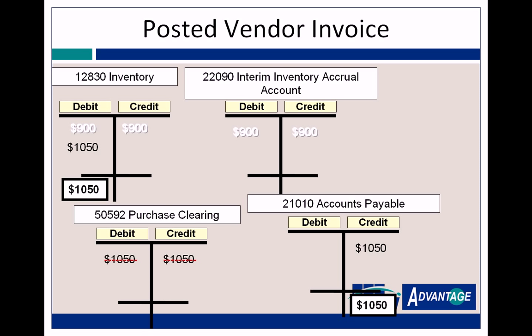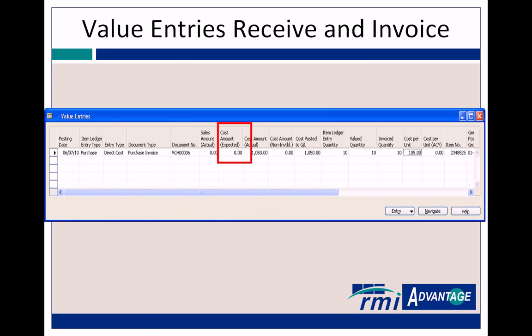When we take a look at the value entries for receiving and invoicing in one step, you'll see that we only have one entry, and it's a purchase invoice. Our cost amount expected is 0 because, again, there's nothing to anticipate, so we're not hitting those interim accounts. The cost amount actual is populated because this is the actual amount that our vendor is invoicing us for. The cost amount posted to the GL, again, is the exact cost that we're going to be charged, and that's what hit our general ledger.